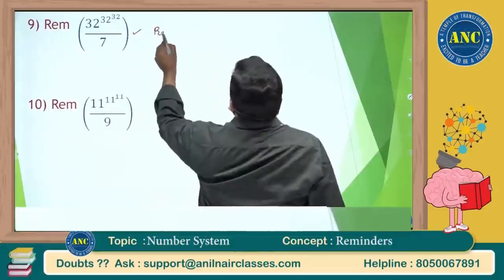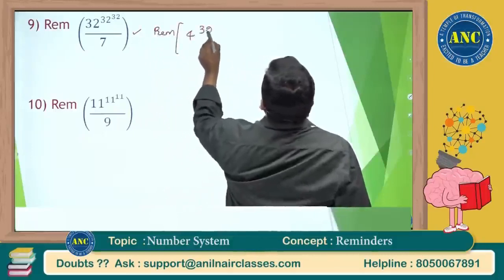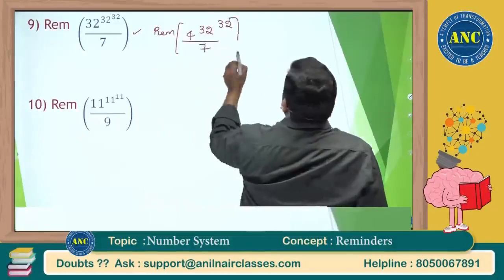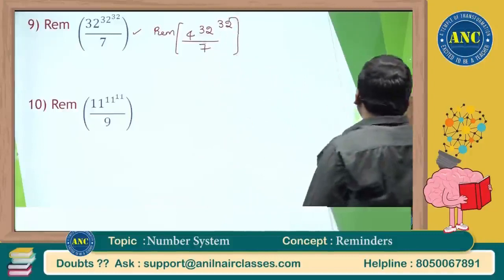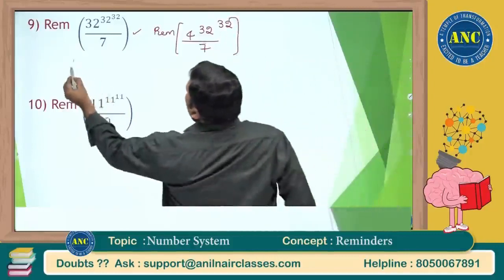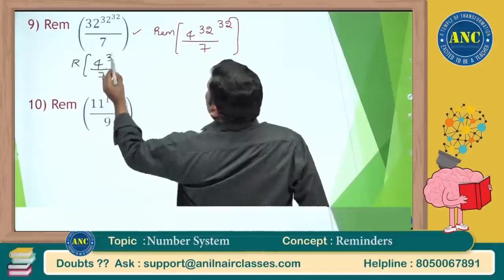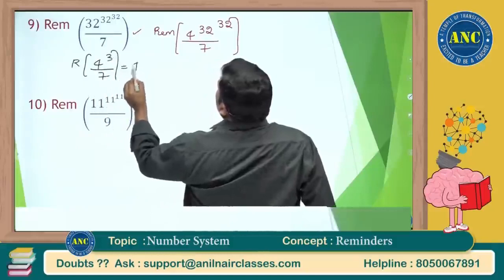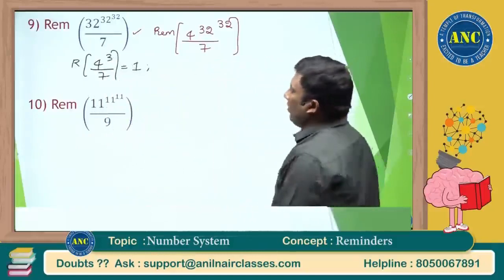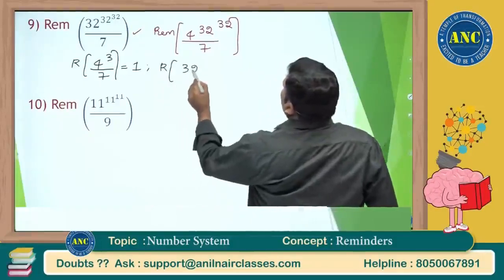In case you want me to solve, 7 fours are 28, remaining it is 4. 4 power 32 power 32 divided by 7. 7 fours are 28. Remainder is nothing but 4. Which power of 4 when divided by 7 will I get plus 1? 4 cube divided by 7. 7 nines are 63, remainder 1. So divide the power with the power which you got 1.